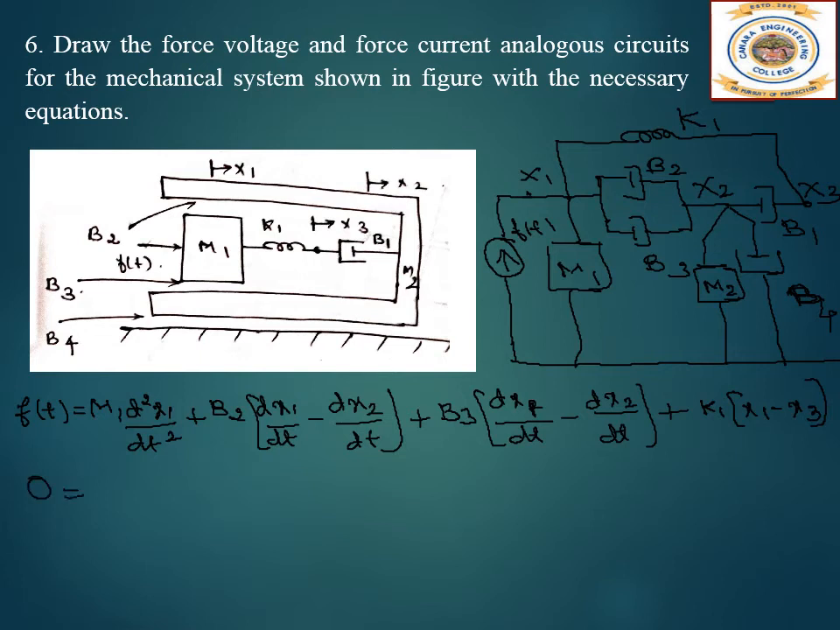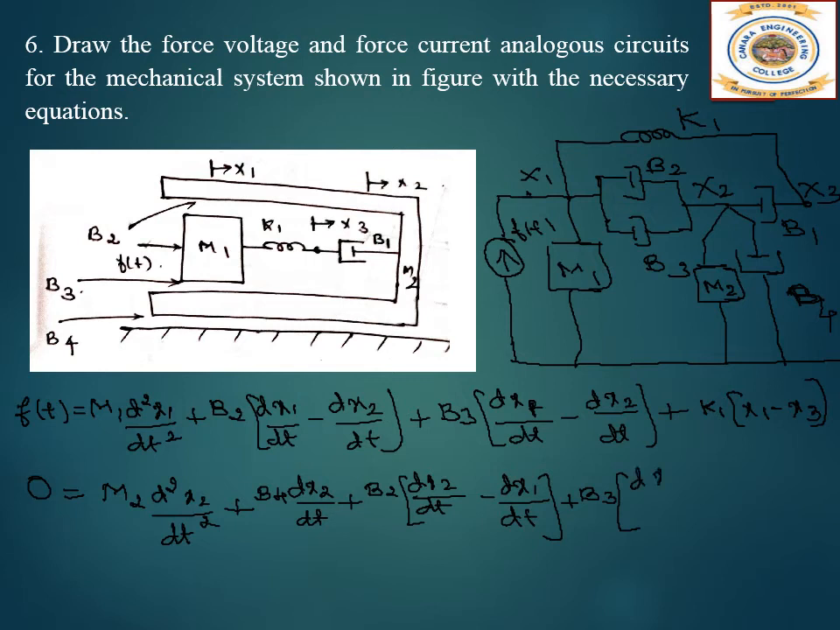Equation 2, for node 2: 0 equal to m2 d square x2 by dt square plus b4 dx2 by dt plus b2 into dx2 by dt minus dx1 by dt, plus b3 into dx2 by dt minus dx1 by dt, plus b1 into dx2 by dt minus dx3 by dt.